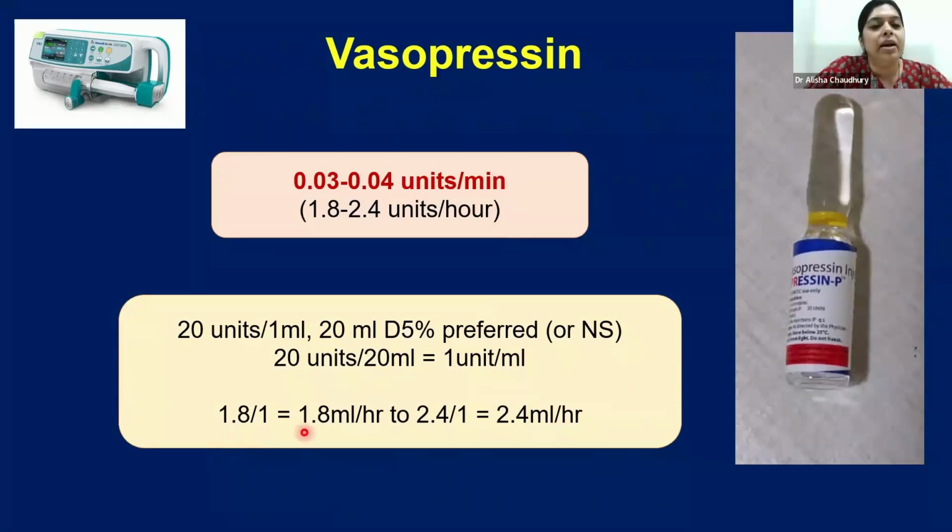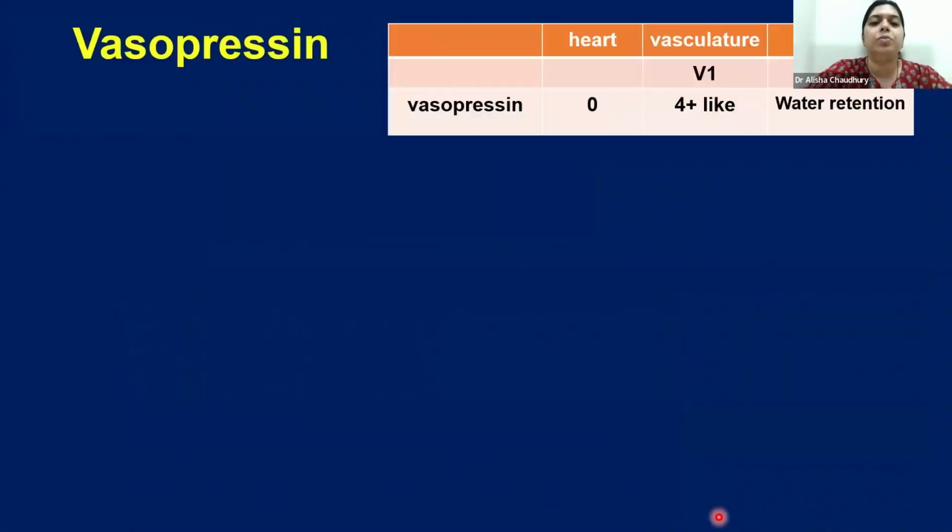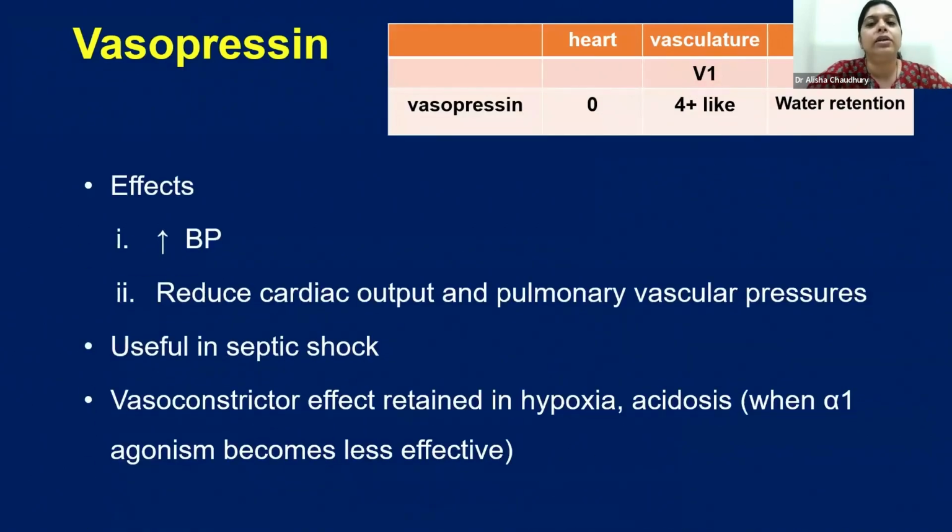So 1.8 in 1 ml will be 1.8 ml per hour to 2.4 ml per hour. What does vasopressin do? See, no action on the heart. In the vasculature, that is in blood vessels, through V1 and in renal through V2. What are the effects? I told you it is going to improve the blood pressure.